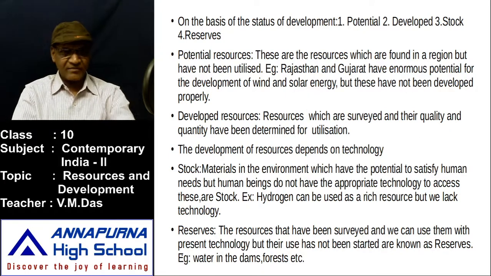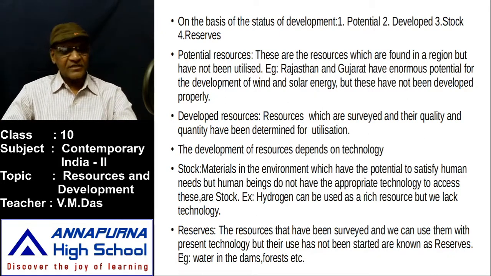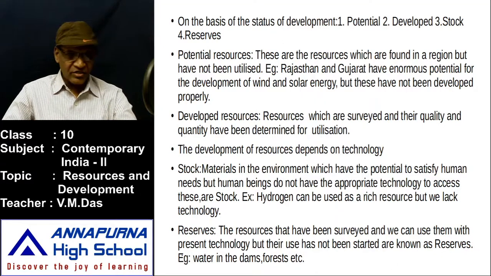So, my dear children, these four are the types of resources that come under the basis of status of development. Number one, potential. Number two, developed. Number three, stock. And fourth, reserves. Have you understood, my dear children?